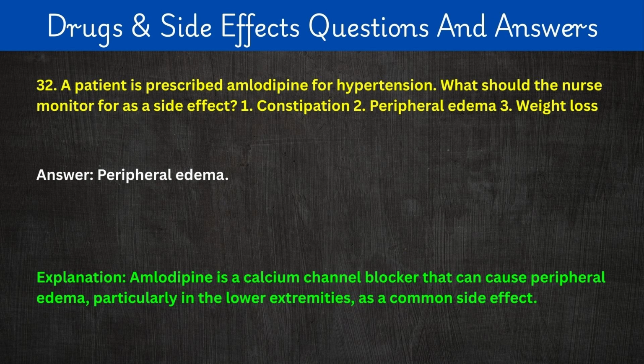32. A patient is prescribed amlodipine for hypertension. What should the nurse monitor for as a side effect? 1. Constipation. 2. Peripheral edema. 3. Weight loss. Answer: peripheral edema. Explanation: amlodipine is a calcium channel blocker that can cause peripheral edema, particularly in the lower extremities, as a common side effect.